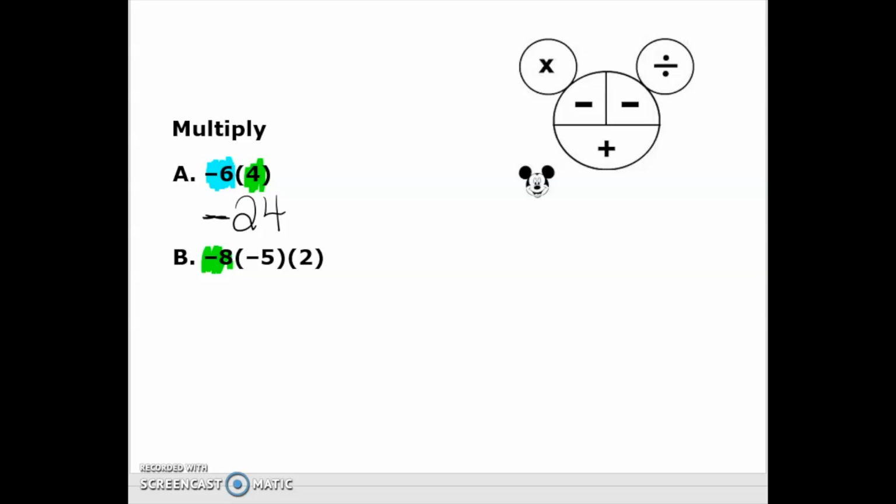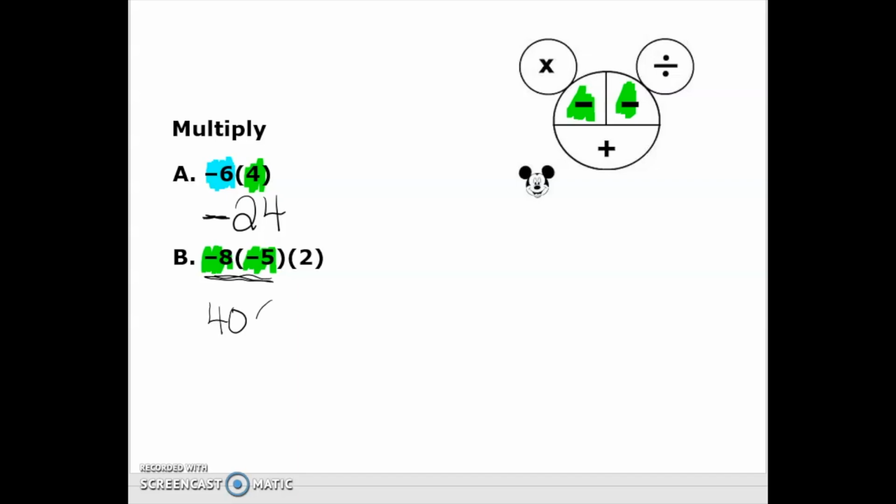So we've got a -8, so I would cover up a negative for the 8. We have a -5, so I would cover up a negative for the 5. And we can see that we have a positive left. So that tells us that when we multiply -8 times -5, we're going to get a positive answer. So 8 times 5 is 40.